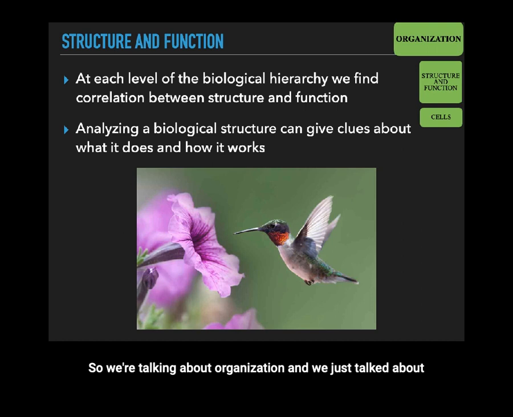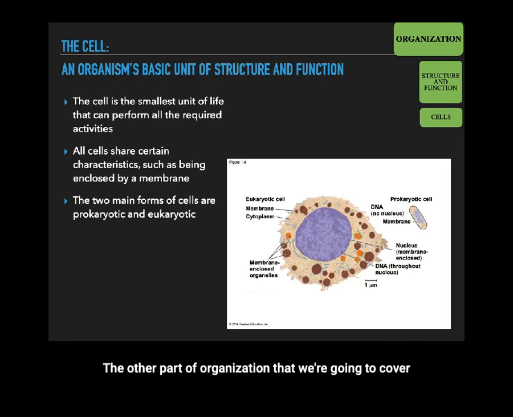So we're talking about organization, and we just talked about structure and function and how the two are correlated. The other part of organization that we're going to cover is the cell. The cell is the smallest unit of life that can perform all activities required for life. I'm going to say that again. The cell is the smallest unit of life that can perform all activities required for life.